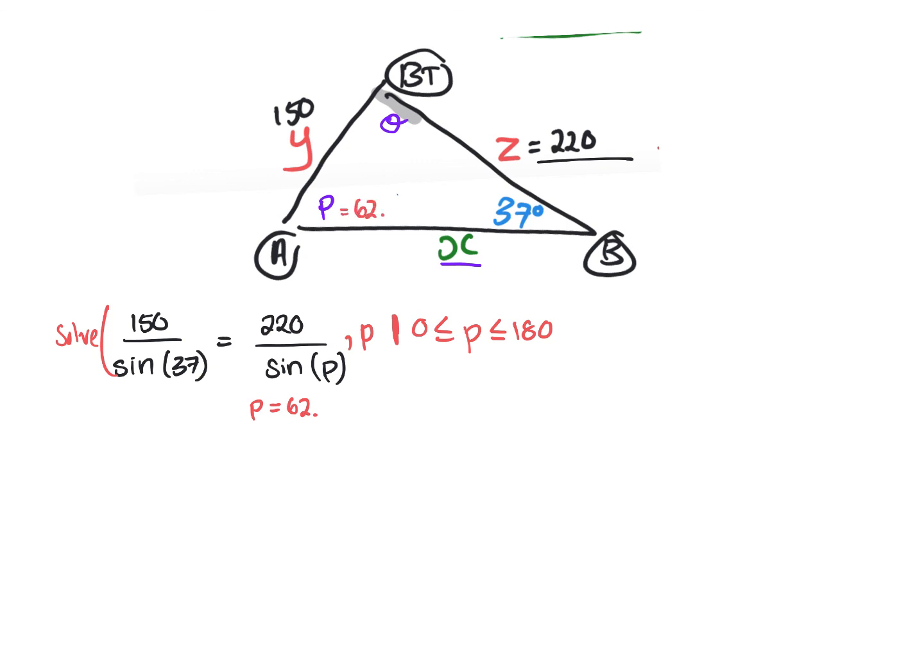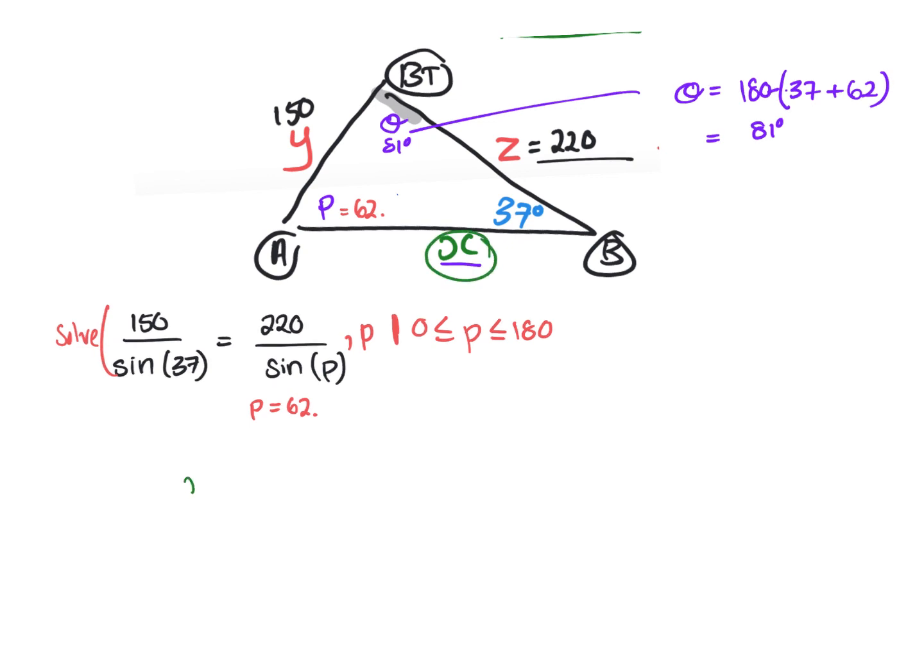So what I'm going to do is work out that this must be 180 minus the other two added together. So 37 plus 62. So I end up with, this one is 81. So why did I do that? Because I'm going to have to use the sine rule again so that I can find this X.